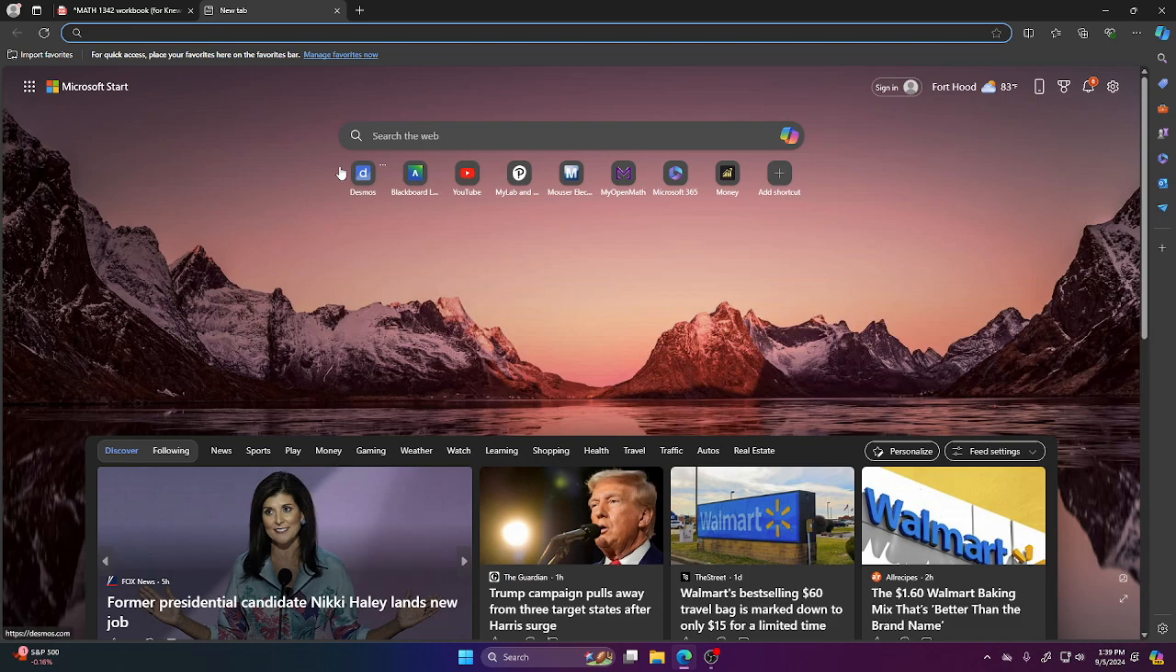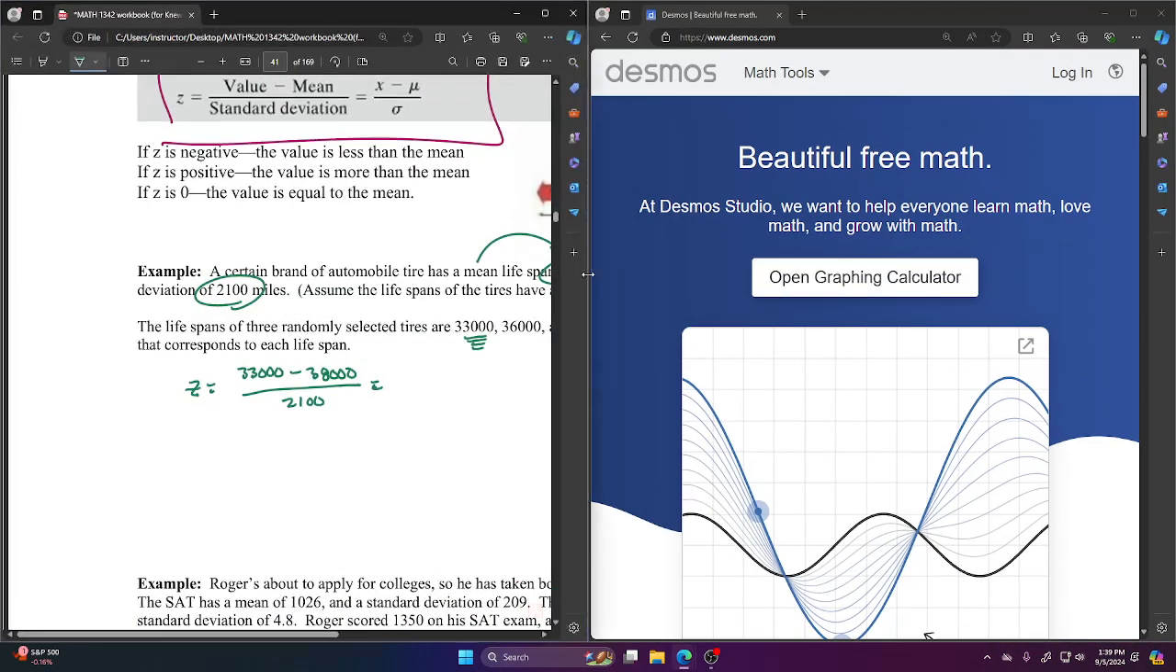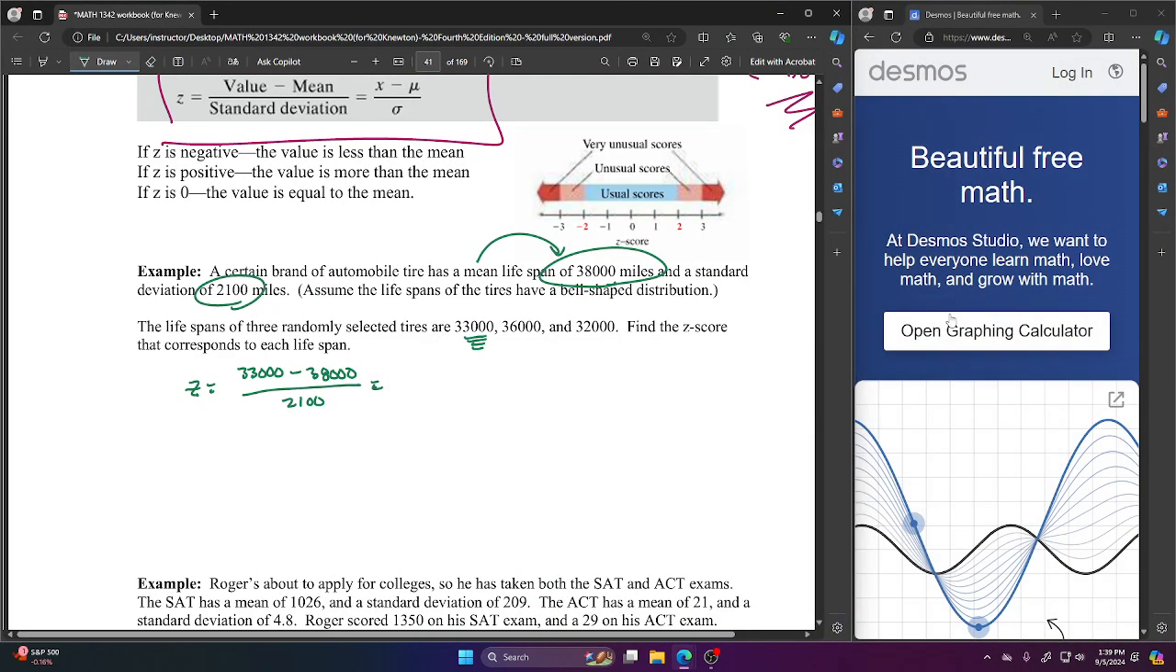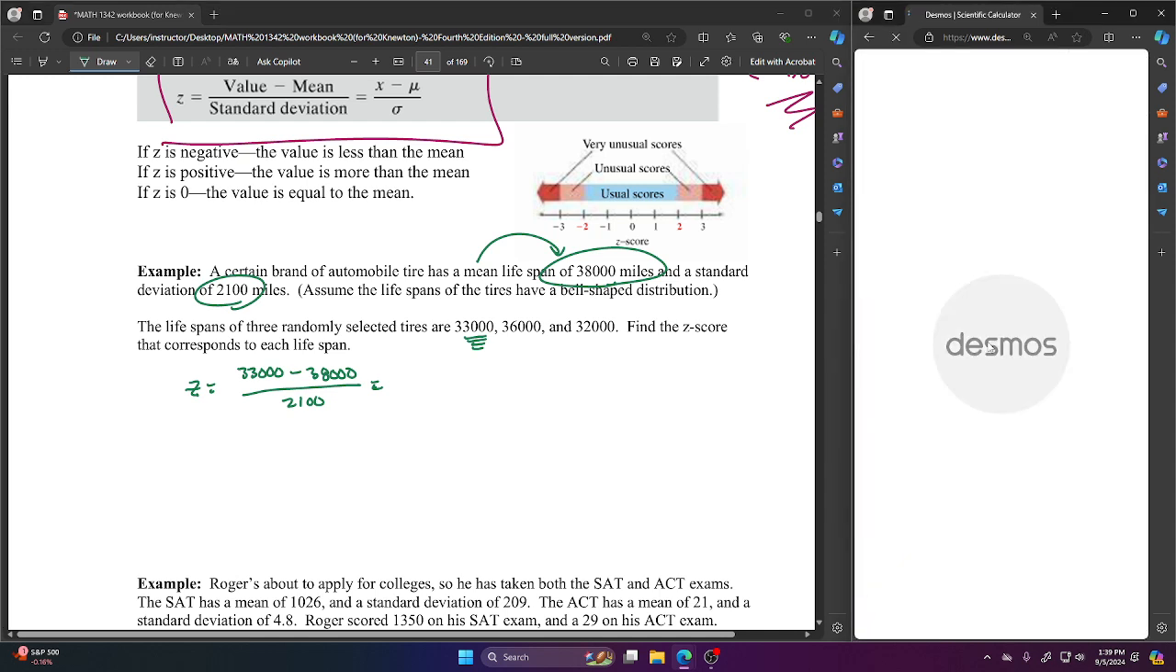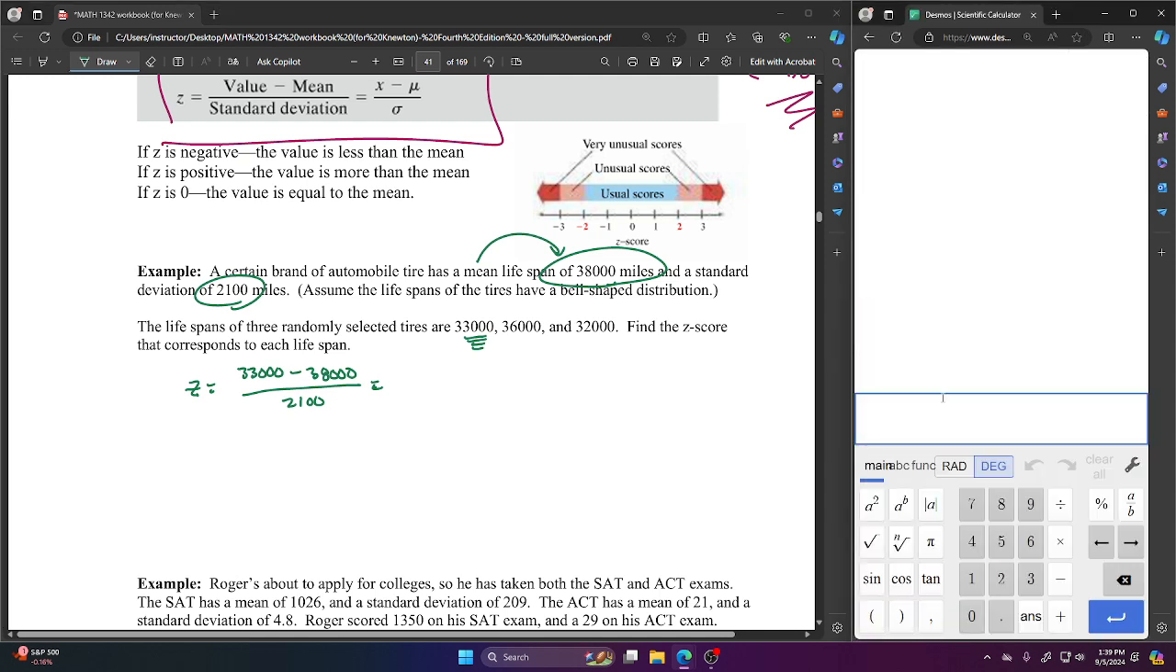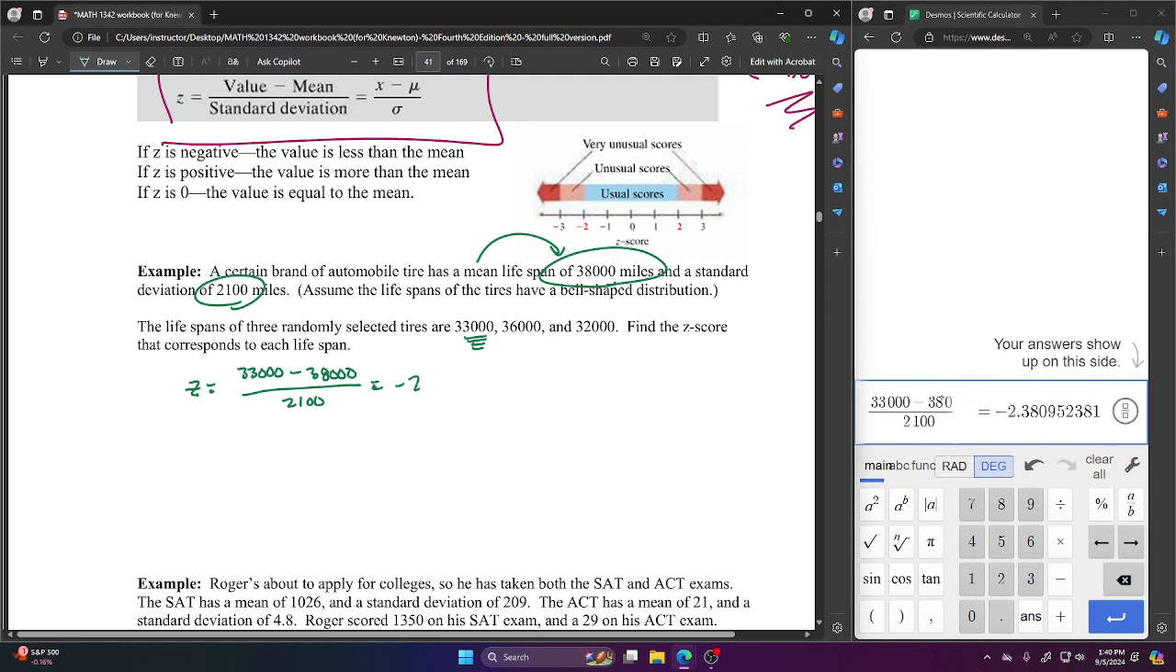Calculator. Definitely calculator here. I'm sorry, I know it's in your way. Get this out of the way. Here we go. Bam, that was fast. I'm going to verify up here, of course: 33,000 minus 38,000 divided by 2100. Yep, there you go. Negative 2.38, and that's good enough. Okay, cool. Straight up, not too bad.